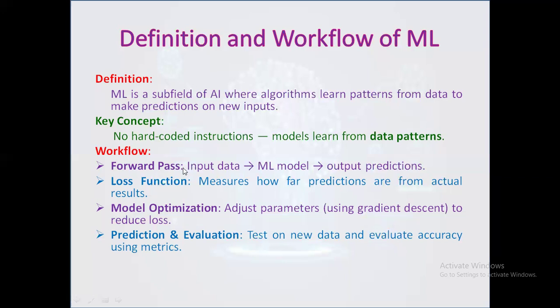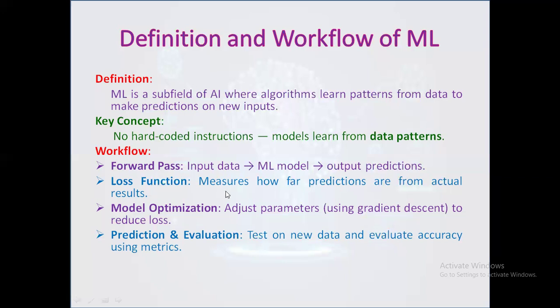Here the workflow is given. The first one is the forward pass. It is the initial step in the learning workflow where the machine learning model processes the input data to produce its predicted output. The model uses its current set of parameters, weights and biases, to compute the predictions, which are then compared against the actual value to evaluate performance.